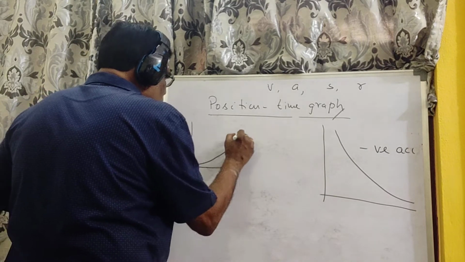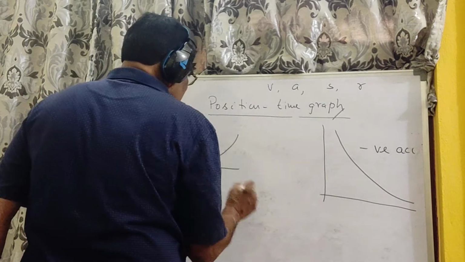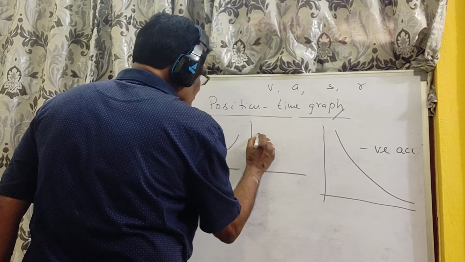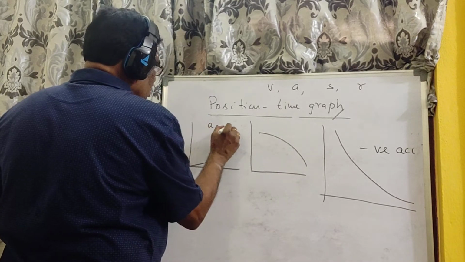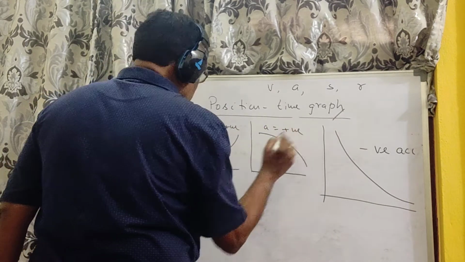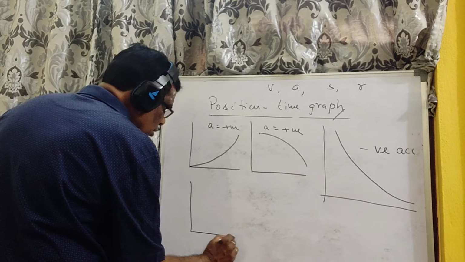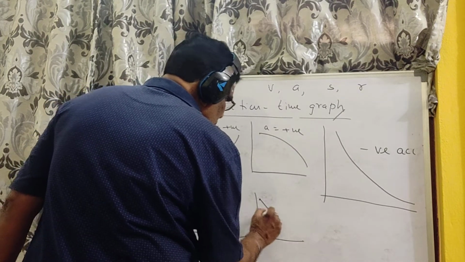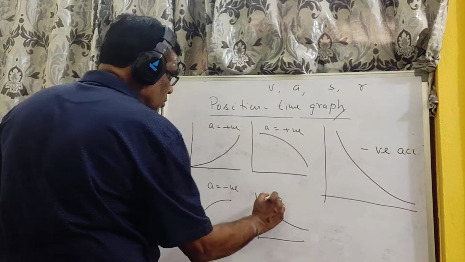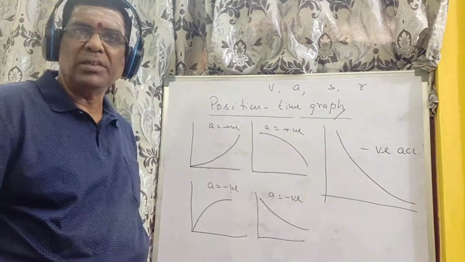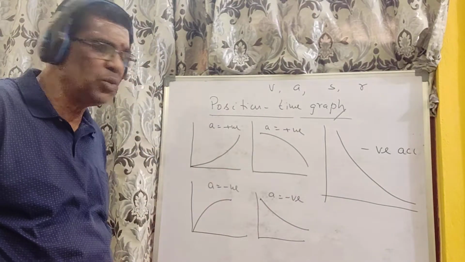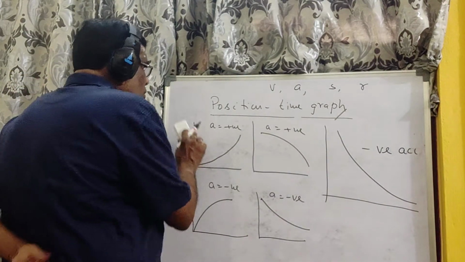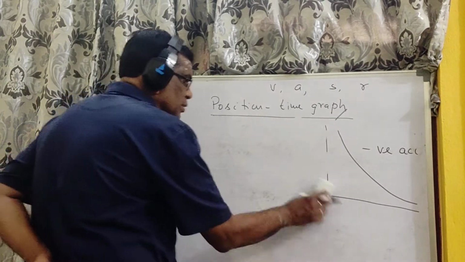Now, this is a case of positive acceleration. And just now I have given you another positive acceleration case. This is a case of positive acceleration. Now, negative acceleration, retardation. This one and this one. This is A negative. This is also A negative. So position time graphs I have tried to give you. When do you get positive values? When do you get negative values? Etc. Okay?